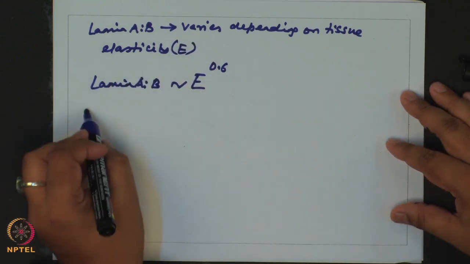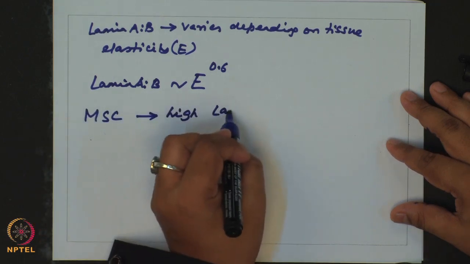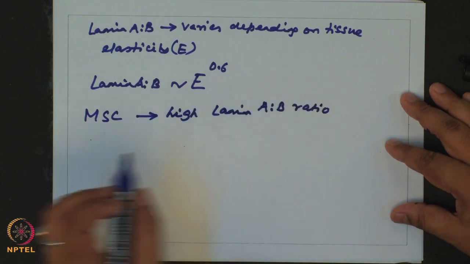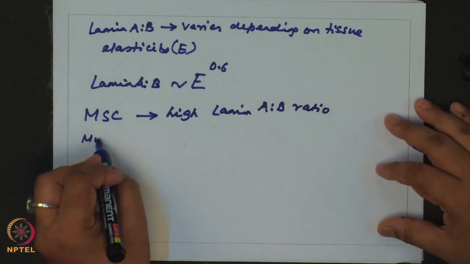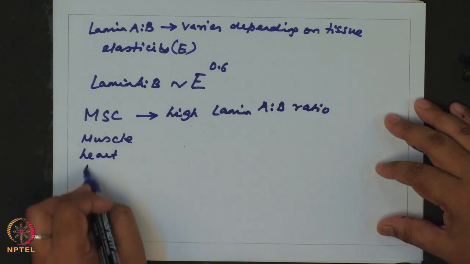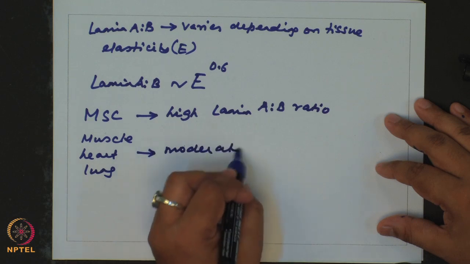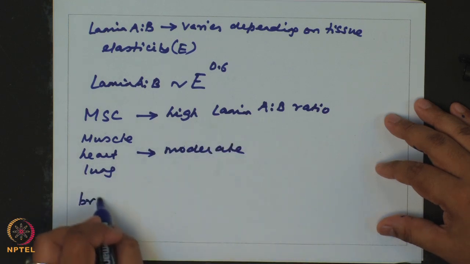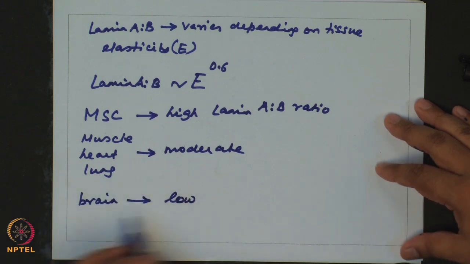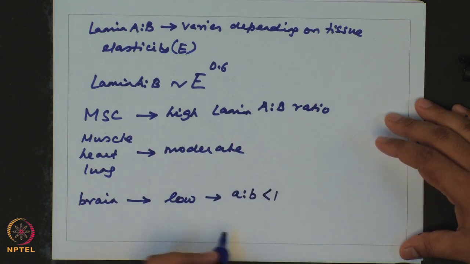So, for example, mesenchymal stem cells have a high lamin A to B ratio. In muscle, heart or lung cells, you have moderate levels of lamin A to B ratio, while in brain cells, neuronal cells, you have low. And here when I say low, the A to B ratio is less than 1.